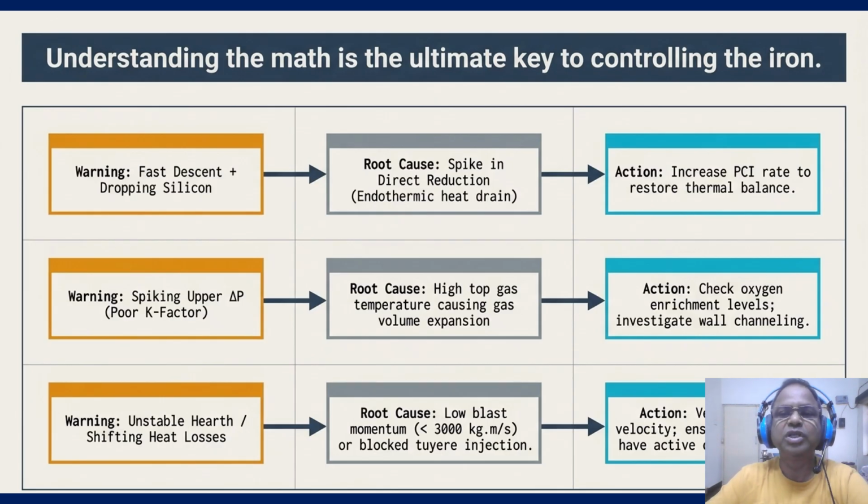And bottom row: if the hearth is unstable, check your blast momentum. If it's below 3000 kilogram meter per second, you likely have blocked tuyere injection. Mastering this math-driven diagnostic is what separates a senior operator from a think tank. So don't just react to the symptom. Use this blueprint to fix the root cause, and I think this is fruitful.